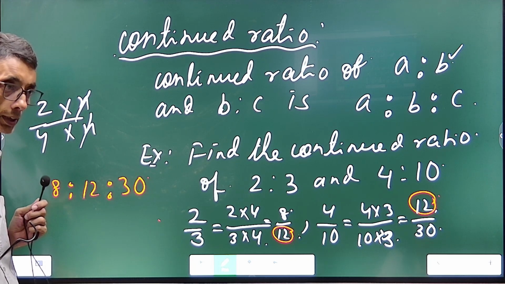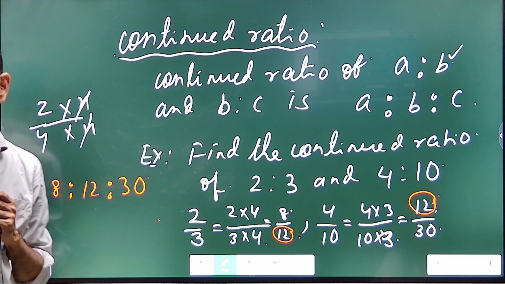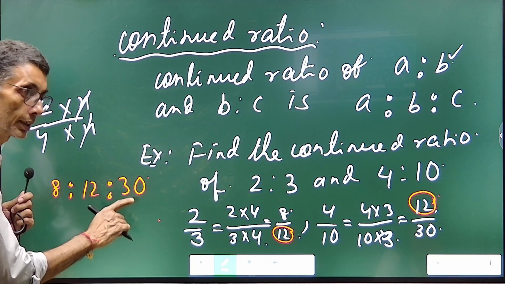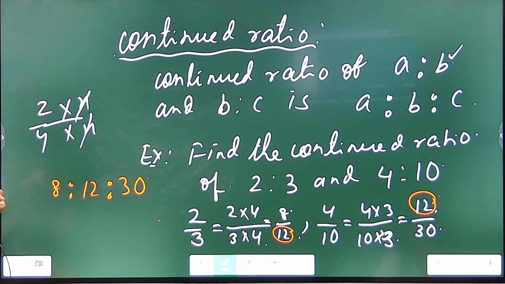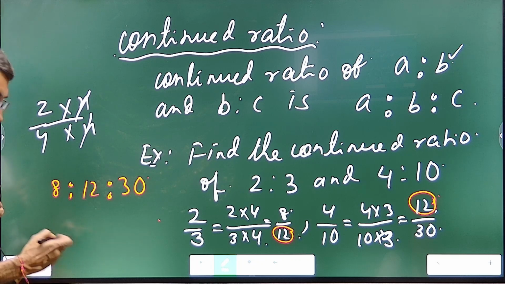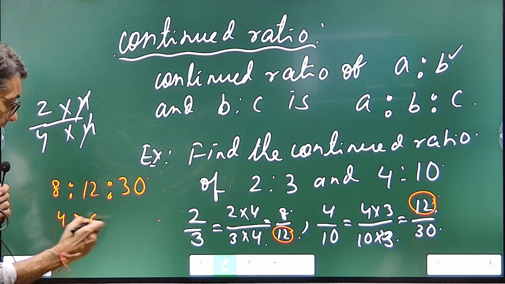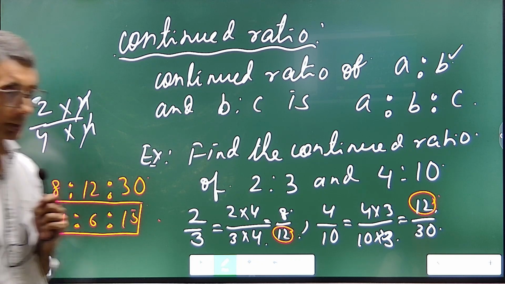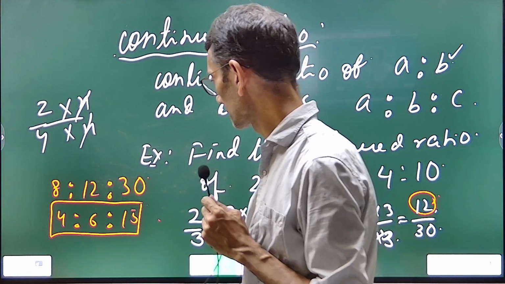Okay. But in case of writing a ratio, after writing, if you can cancel one number in all the numbers, you can cancel it. Therefore 8, 12, 30, by which number can we cancel? You can cancel by 2. Okay. So can you cancel by 4? For this you can, for this you cannot. So therefore you cannot cancel by 4. Whichever number you cancel by, you must cancel all numbers. So you can cancel by 2. After cancelling, what will it be? 4 is to 6 is to 15. So your answer will be this. So the continued ratio will be 4 is to 6 is to 15. Write it.